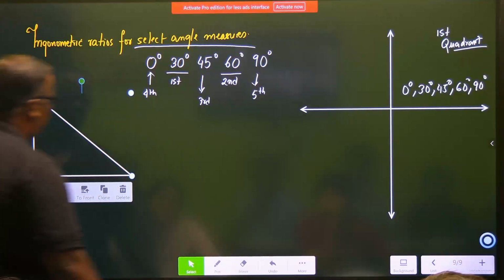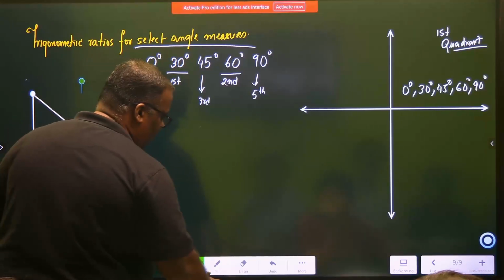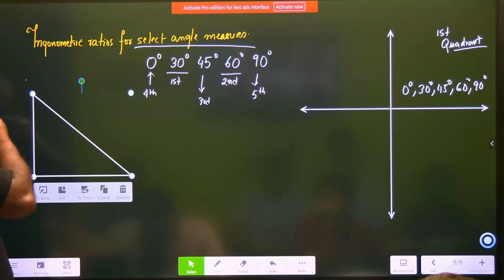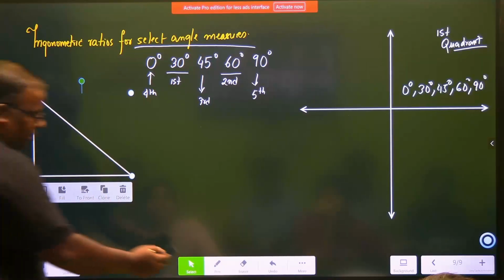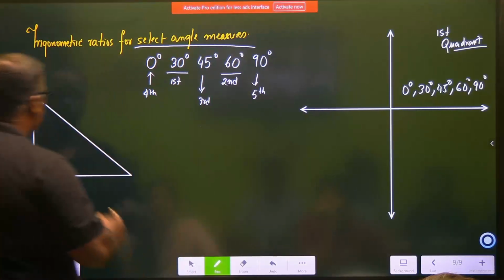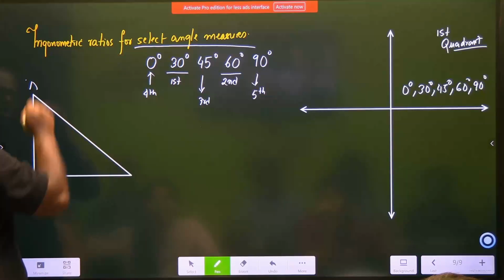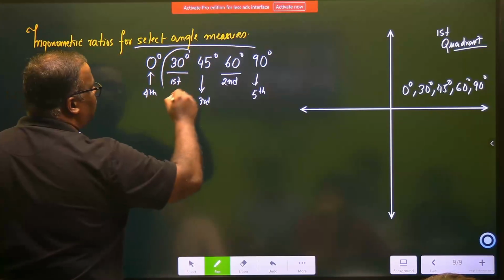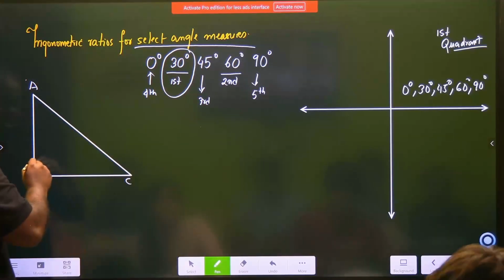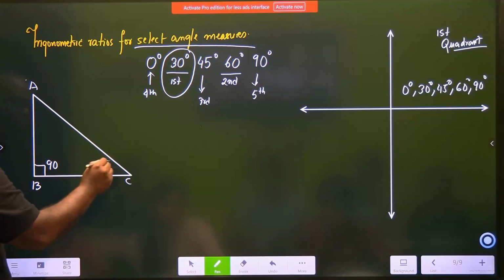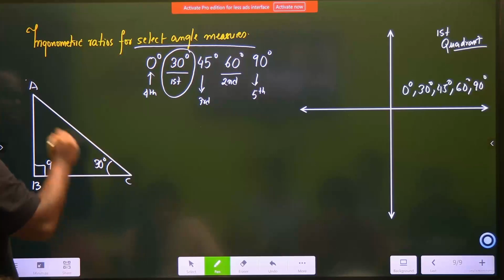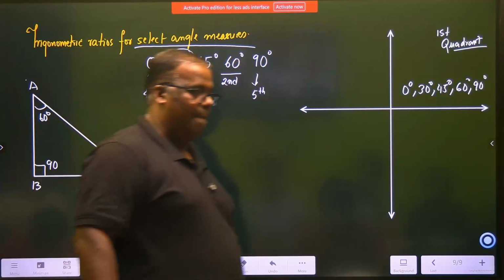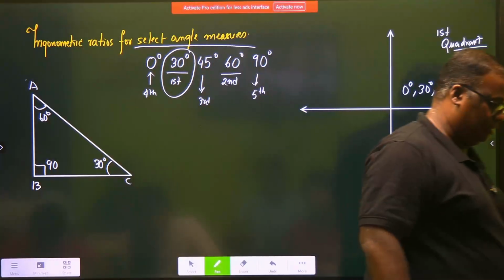Okay. So what do we have here? 30 degree. We have to now look for a triangle ABC, and we will be first targeting the measurements for 30 degree. That means our triangle should be such that one angle has to be 30 degree, which means the other angle will be 60 degree. Is this much understood? Very good.